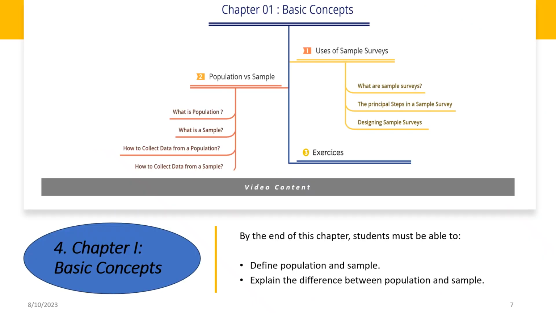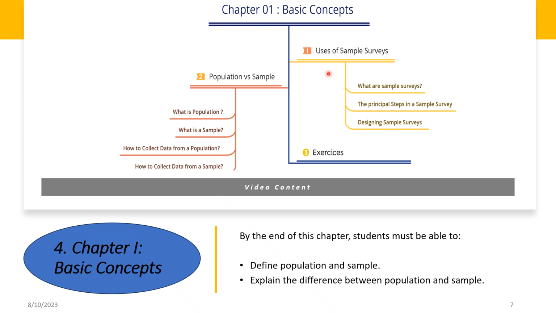Let's now proceed to the initial chapter on sampling methods, which is basic concepts. By the end of this chapter, students will be able to do the following. Number 1, define population and sample. Number 2, explain the difference between population and sample.